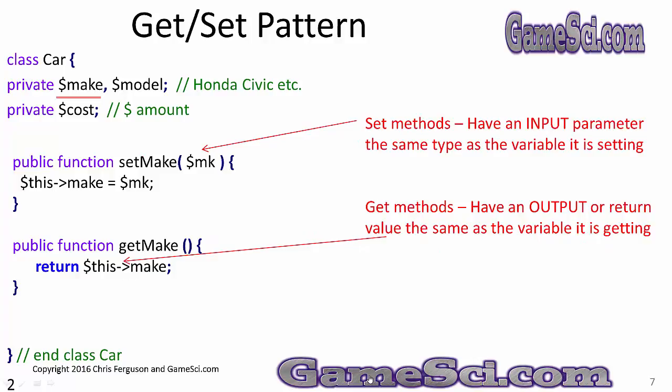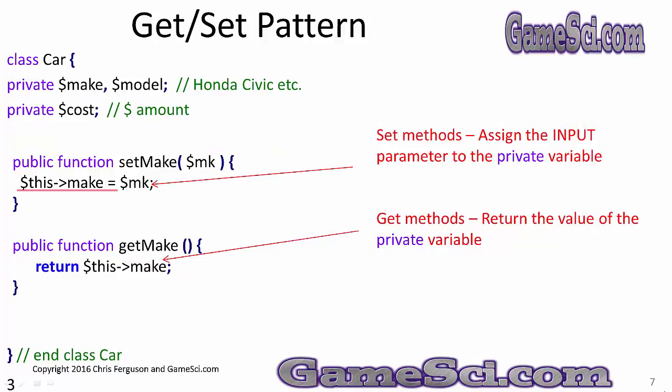Set methods have an input parameter, usually the same type as the variable it's setting. What I'm doing is I'm requesting to put a new value into the make variable. So I have to send input to setMake to say this is what I want to put into the make variable. Get methods are the opposite. They should have an output or a return value. Again, usually the same type as the variable you're getting. Get methods return what's stored in the make variable. Set methods always have an input. Get methods always have an output.